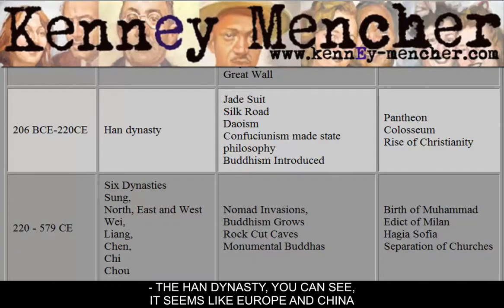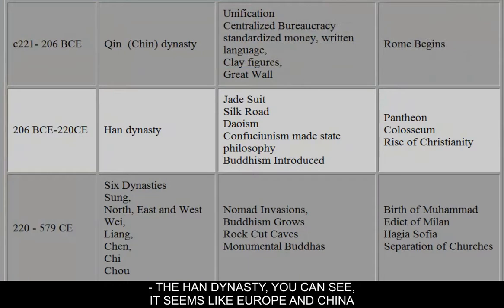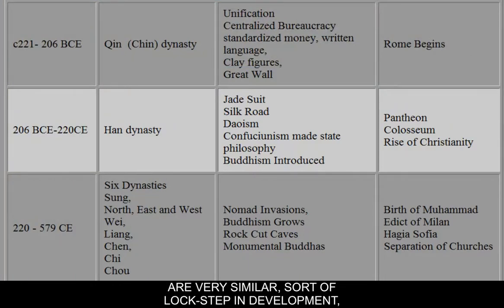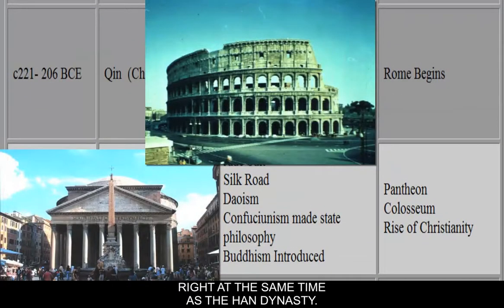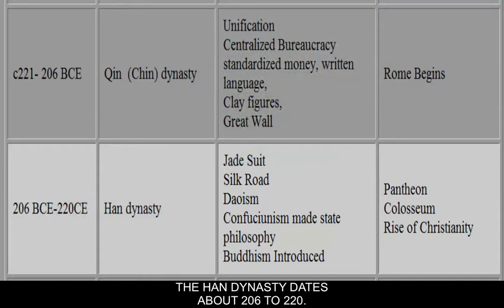The Han Dynasty. You can see it seems like Europe and China are very similar, sort of in lockstep in development, that the whole world seems to go at the same rate. And we have the Pantheon and the Colosseum happening right at the same time as the Han Dynasty. The Han Dynasty dates are from about 206 to 220. The capital of the Han Dynasty was Xi'an.